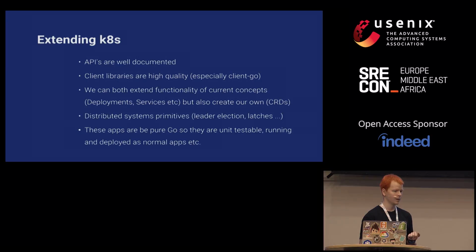And there are also distributed system primitives built into the Kubernetes API that you can leverage. Things like leader election and latches are not something you want to be writing yourself every year. It's something you want to leverage, especially if you have a system that already deals with this. You just want to use them rather than build them yourself. So these are the things you get for free from using these APIs.